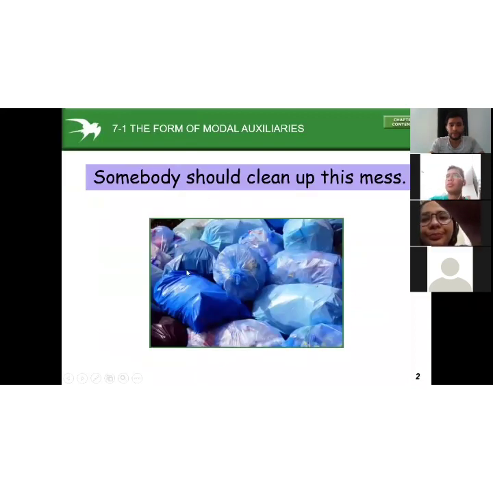So this is how we start. Take a look. We have our first modal verb, which is going to be should. We have this picture, and in this picture we have trash. In the example, we have: somebody should clean up this mess. So this is our first modal verb, and we use should to talk about recommendation. We had already spoken about this last time.